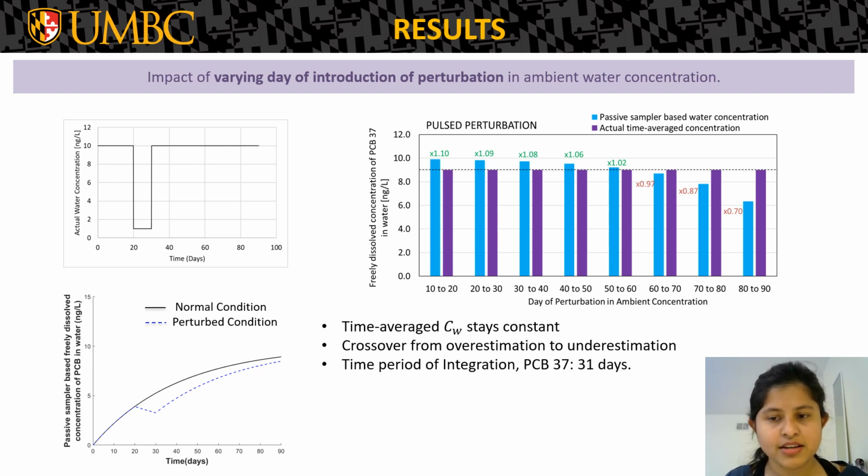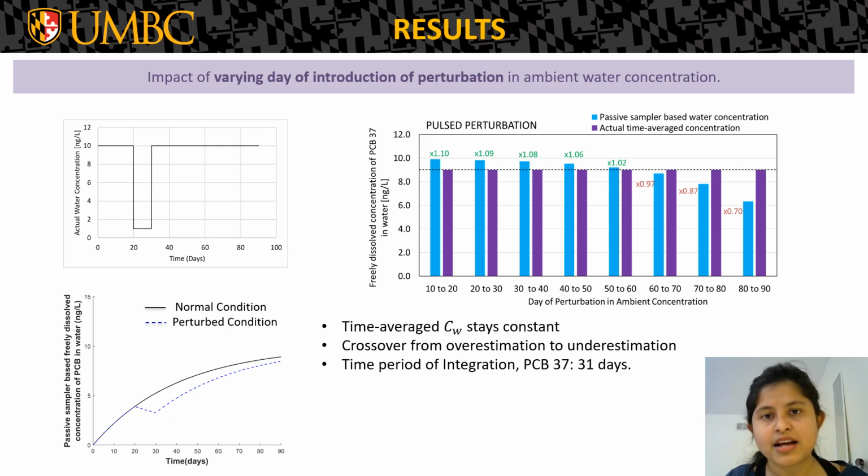And this is because the number of days, regardless of the day of introduction, is 10 out of 90 days of exposure. The bottom left diagram shows the accumulation profile of PCB37 into PE in normal condition versus perturbed condition when the pulse starts on the 20th day. And in the bar plot, we see that when the pulse starts on the 10th day, the concentration of PCB37, shown by the blue bars, is overpredicted by around 10%, because the sampler has enough time to equilibrate post the pulse and loses its memory of the pulse.